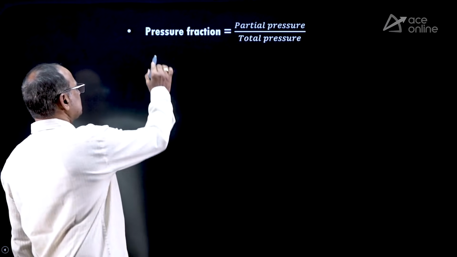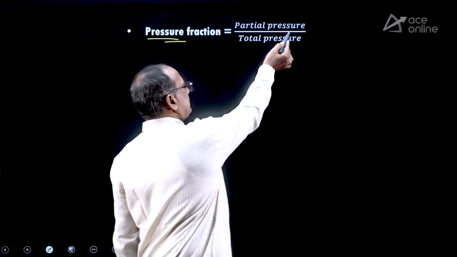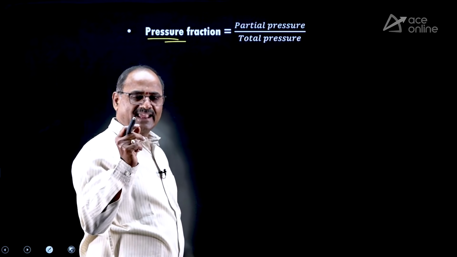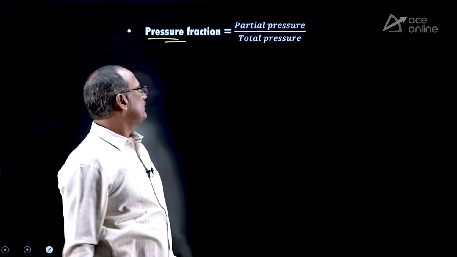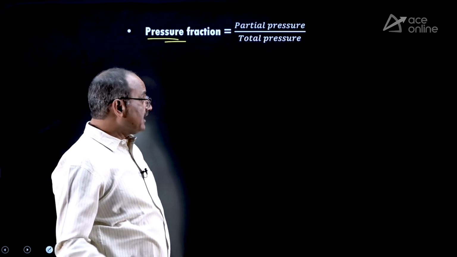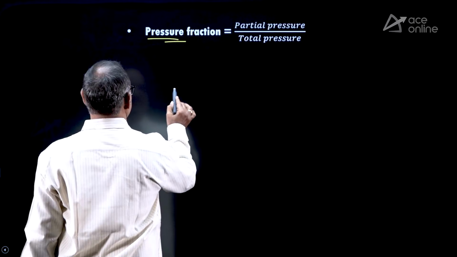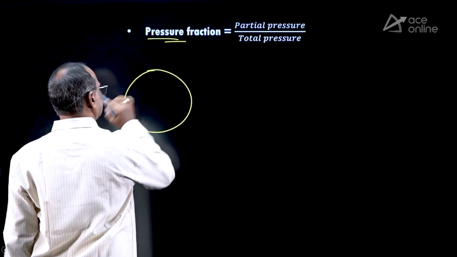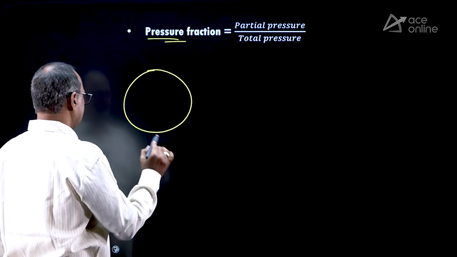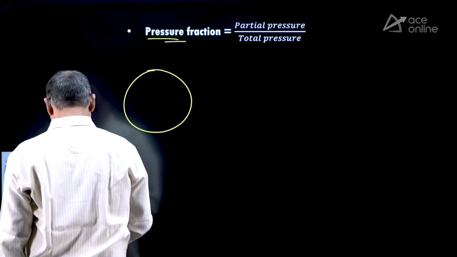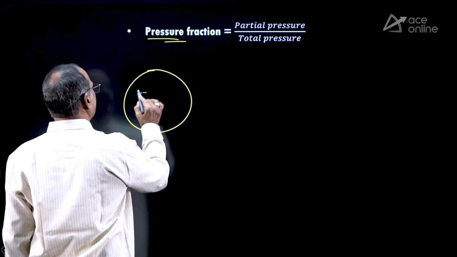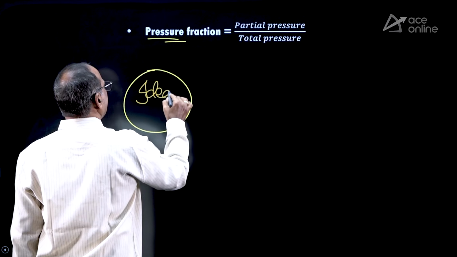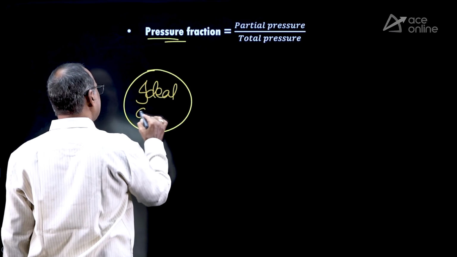Similarly, look at another important point, the pressure fraction. The partial pressure of one gas in the mixture divided by the total pressure is the pressure fraction. What is meant by partial pressure? The definition for partial pressure is like this. You take different ideal gases in a container. So this container is holding the ideal gas mixture.